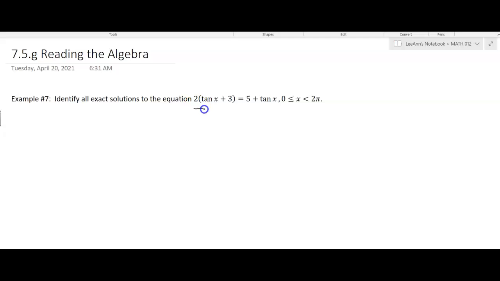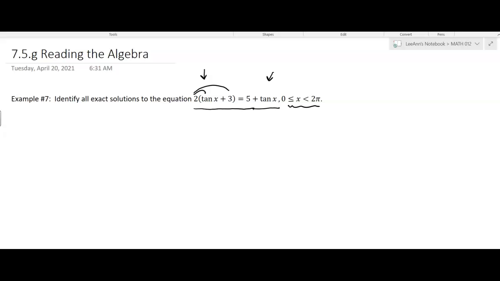So here's our equation. You'll notice there's a tangent x on the right and one on the left. We haven't seen that before, but it's okay. We do have an interval of 0 to 2 pi here, so keep that in mind. But you'll notice on the left, there's parentheses, right? This is a distributing thing. The argument for the tangent on the left is just x. It's not x plus 3, okay?